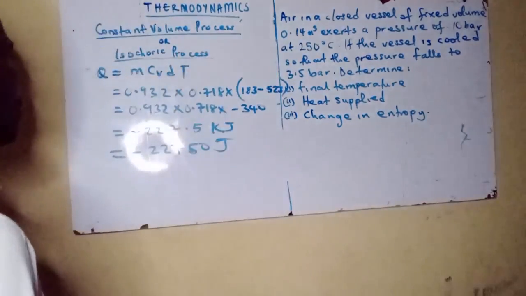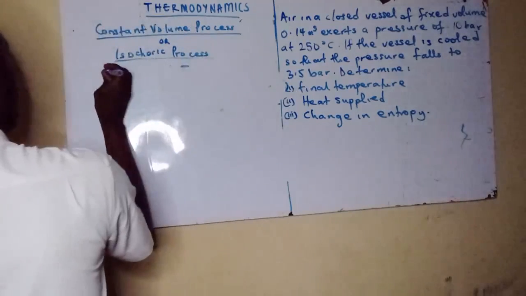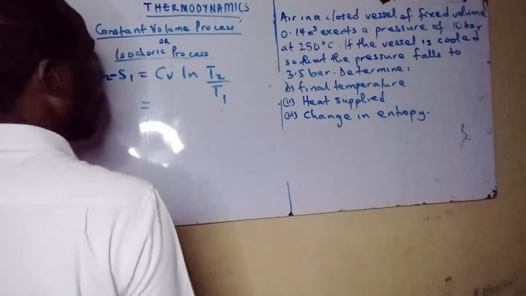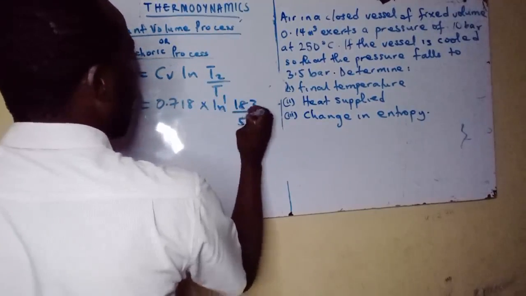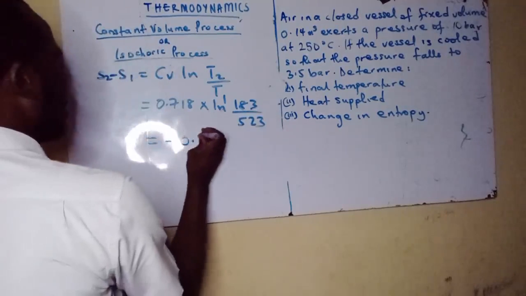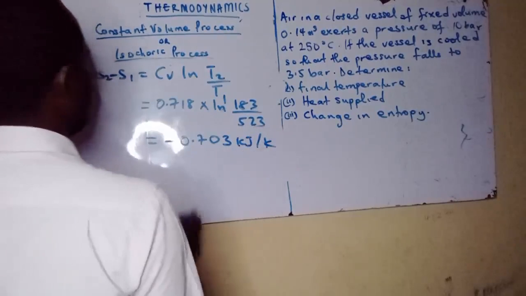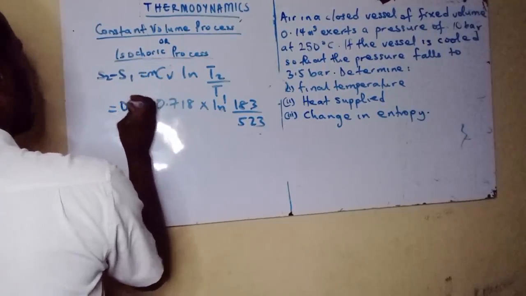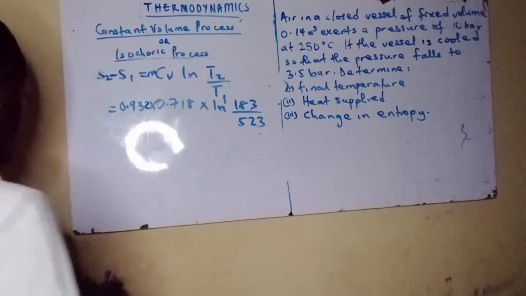Now you can have the change in entropy. S2 minus S1 will be equal to Cv ln of T2 over T1. What's our Cv? 0.718 times ln of 183 over 523. So the answer will give us -0.705 kilojoule per Kelvin. Oh, we need to add it's still going to be m. I forgot to put that m, so it's going to be times 0.932.